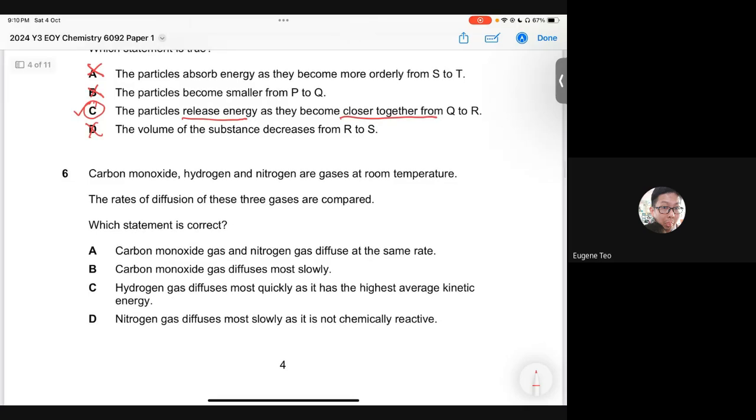The rates of diffusion of these three gases are compared. Okay, so I'm looking at comparing the rates of diffusion here. I've got carbon monoxide, hydrogen, and nitrogen. So they ask which statement is correct.